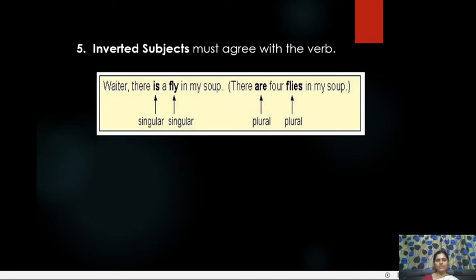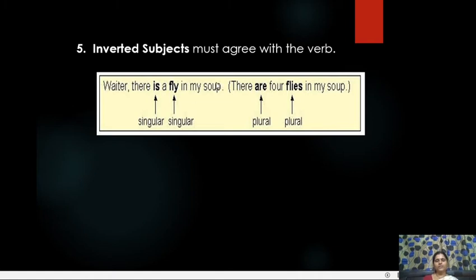And inverted subjects must agree with the verb. Inverted subjects must agree with the verb. Usually we get the subject at the beginning of the sentence. Sometimes it might go in other way, like we get the subject after the verb. But you have to be very careful in finding the subject, and the subject always agrees with the verb.